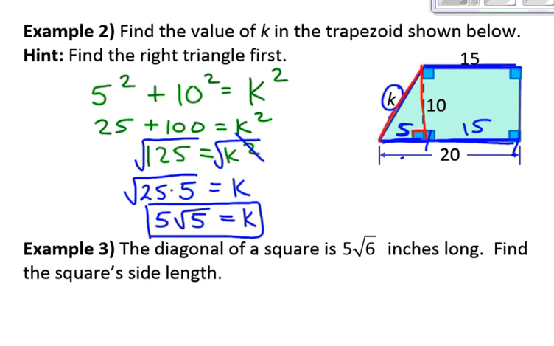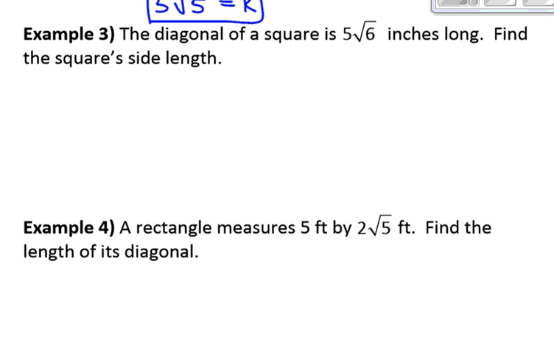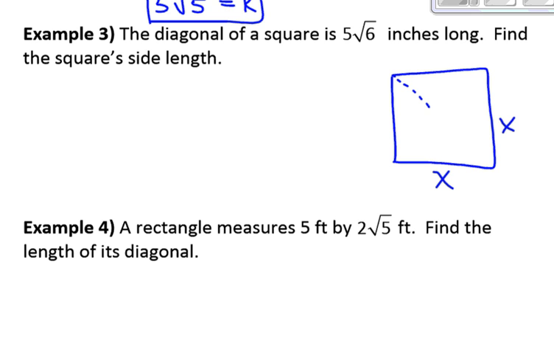All right, for example 3, we don't have a picture, so we need to draw a picture. It says the diagonal of a square. What that's talking about is if I draw a square, and we'll say that the side lengths are the same. If I draw the diagonal, that's the length from one corner to the opposite corner, that's called the diagonal of a square. So that length is 5 root 6. Now notice what happens when I draw the diagonal of a square. You get this right triangle.